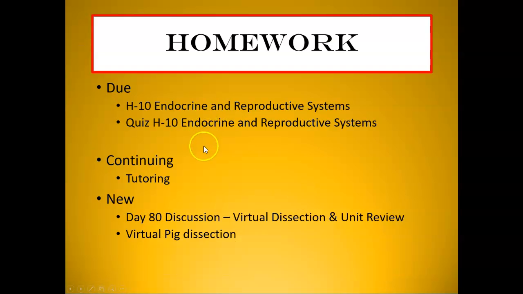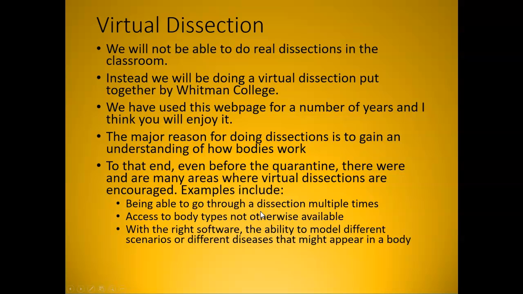Okay, so homework on here. We've got the homework that we did last time, endocrine system and reproductive system, and there's a quiz for that. And then new stuff: there are the discussions that I post on the day's page. This is a graded discussion today. Virtual dissection and unit review is a graded virtual discussion, so make sure you do that. And then there's a virtual pig dissection worksheet that you're going to be responsible for as well. We'll talk about the virtual pig dissection first, and then we'll get into the unit review at the very end of it.